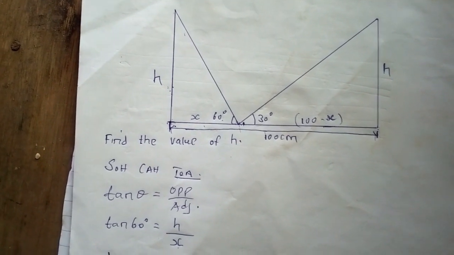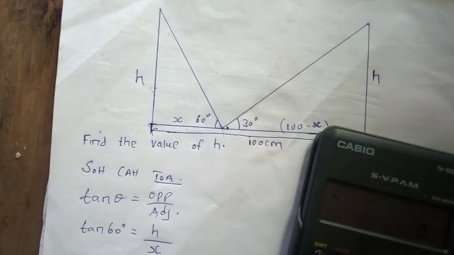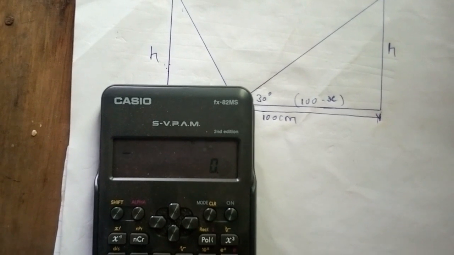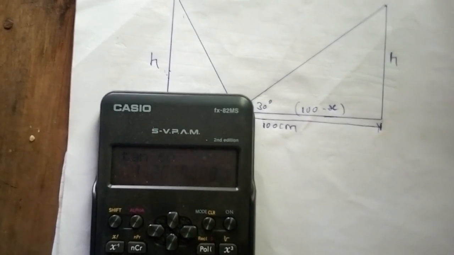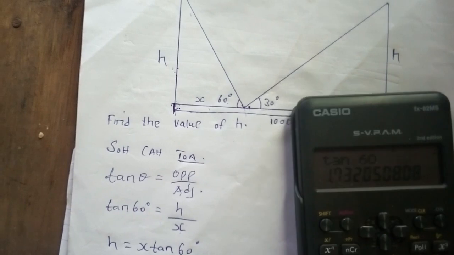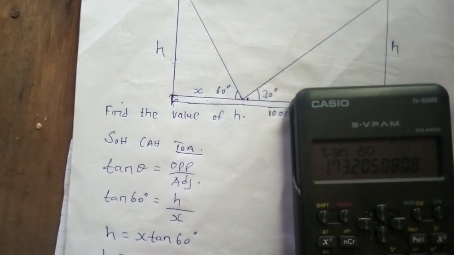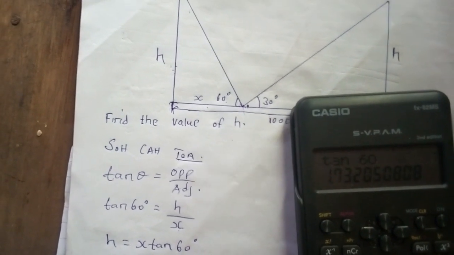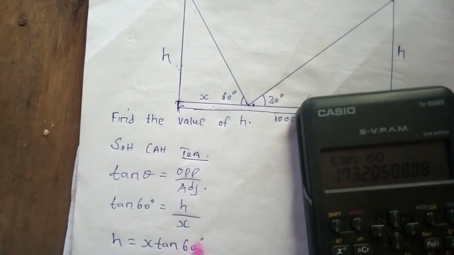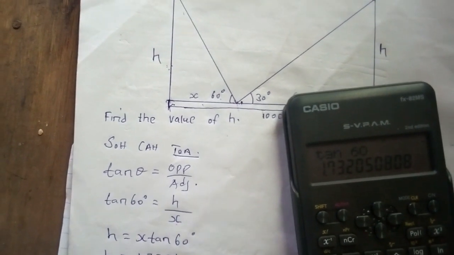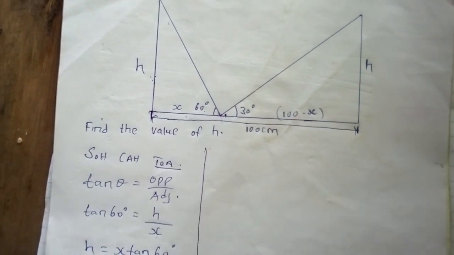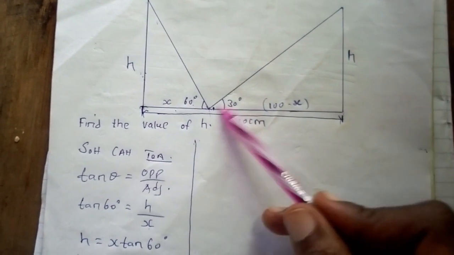So the first value of h is, let's see the value of tan 60 from our calculator. Tan 60 is 1.7321. So h equals 1.7321x. Remember, it's tan 60 times x. So the first value is that. Now we are done with this. Next, let's move to this.